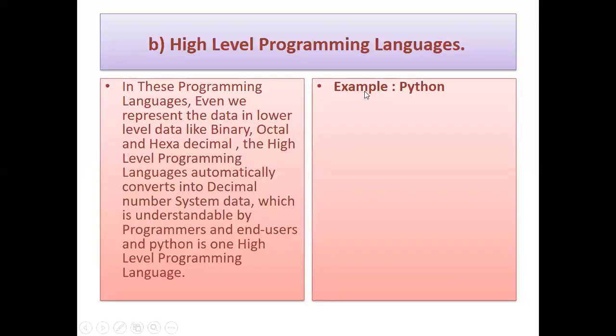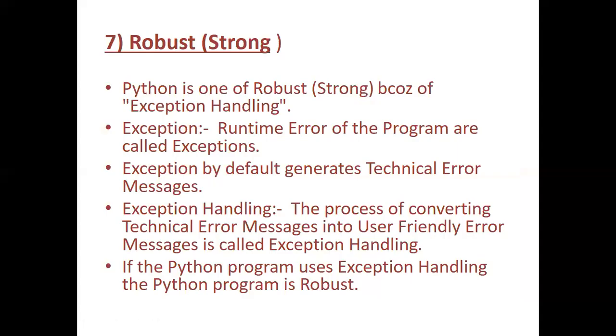Now, let's go ahead. It is a robust language. Why is it robust? Because of its exception handling. Now, what is an exception? Exceptions are runtime errors. Whenever we run the program, we may get errors. Handling those exceptions and generating the technical error messages is called being robust.